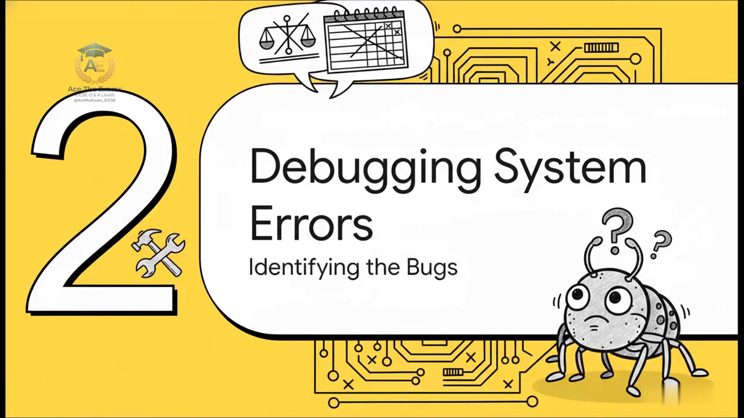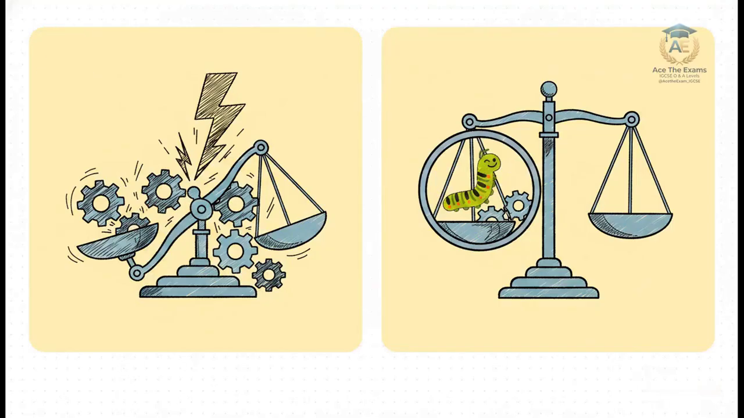Moving into Section 2, debugging system errors. Identifying the bugs. Right, so let's look at the bugs themselves. On one side, we have errors affecting the trial balance. These are your uneven errors, mathematical mistakes or single-sided entries that literally throw the whole system completely out of balance. On the other side, we have errors not affecting the trial balance.